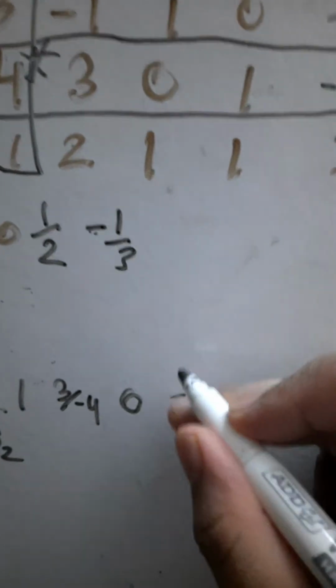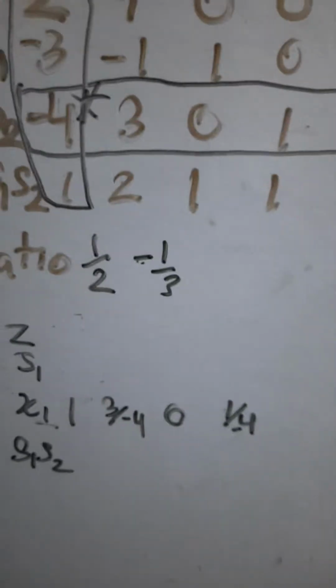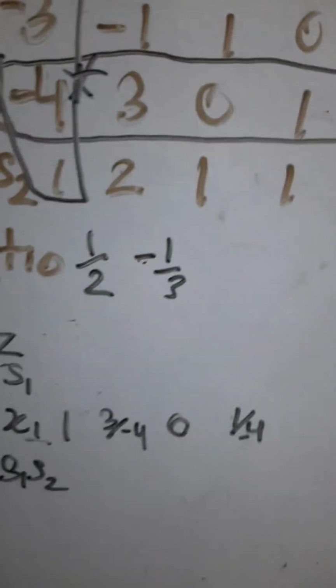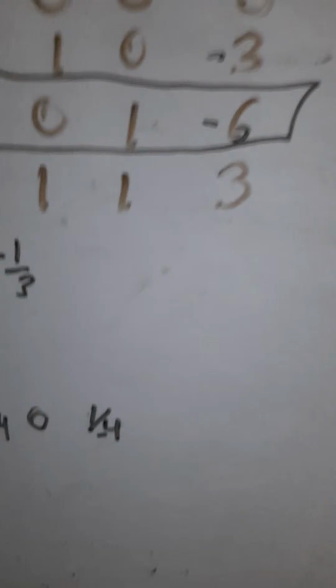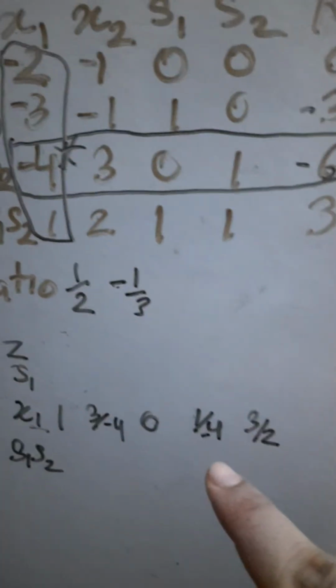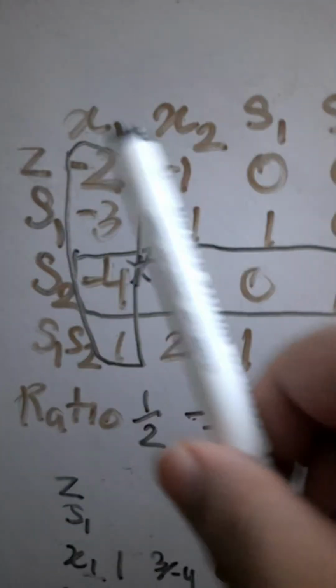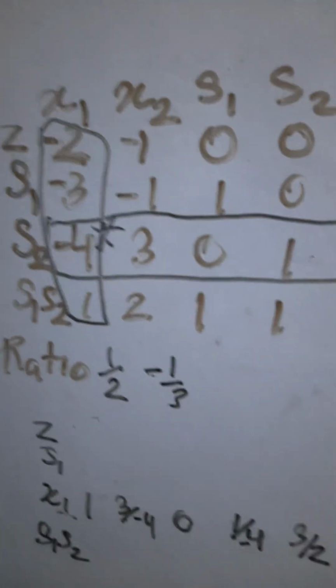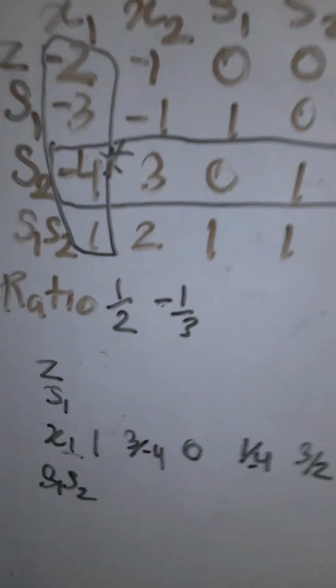1 by minus 4 is minus 1 by 4. Minus 6 by minus 4 is 6 by 4, which is 3 by 2. Here we go. So now we have to do row operations, like we have to subtract from each row after multiplying with something, so that they become 0, okay. Not everything will become 0. The key column elements will become 0 in each row by doing row transformation.